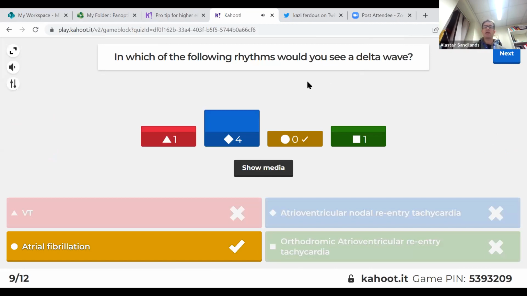It's only atrial fibrillation. We'll talk about this, so don't worry, it doesn't matter that you got it wrong, but it's only atrial fibrillation that will conduct forwards over the pathway. AV nodal reentrant tachycardia is within the node itself, so it doesn't come near the pathway. Orthodromic atrioventricular reentrant tachycardia is narrow. You do not see a delta wave. VT, you do not see a delta wave. So, a tricky question, I admit, but trying to test your understanding. But let's go through that now, don't worry.